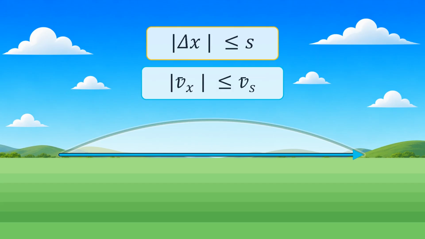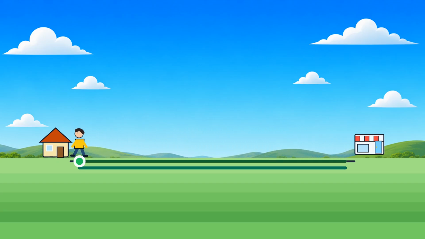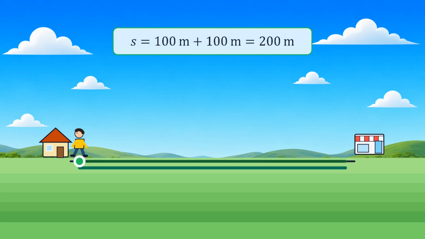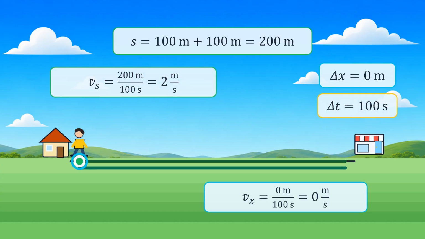The reason is geometric. Displacement gives the shortest straight connection between the initial and final positions. Distance measures the actual route. An actual route cannot be shorter than that straight connection. Consider one final example. A person walks 100 meters from home to a store and then walks 100 meters back home. The distance is 200 meters, but the displacement is 0 because the initial and final positions coincide. If the trip takes 100 seconds, the average speed is 2 meters per second, while the average velocity is 0 meters per second. The person certainly moved, but there was no overall change in position.